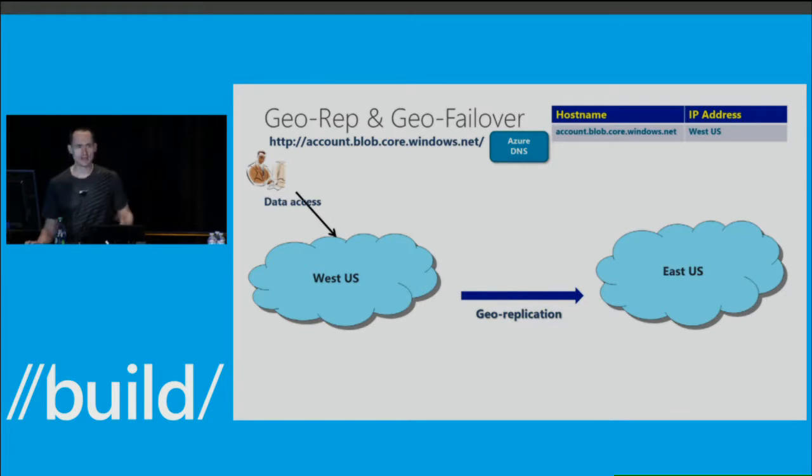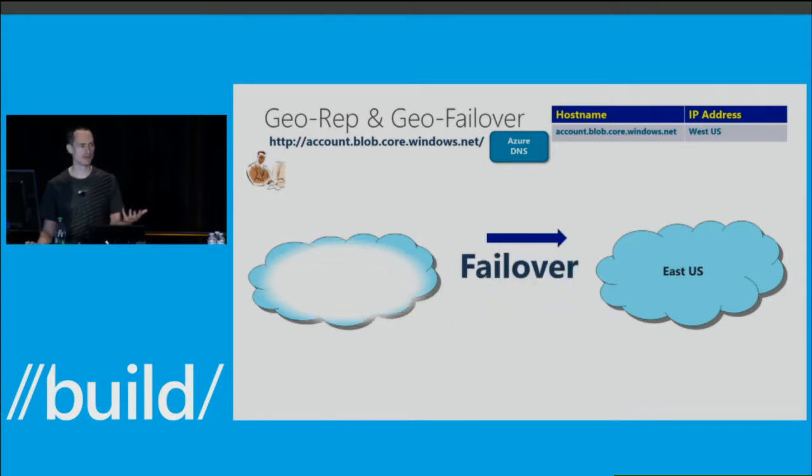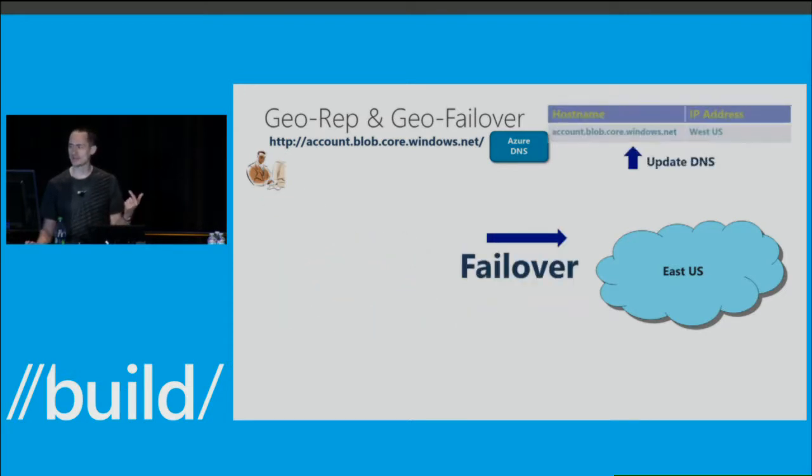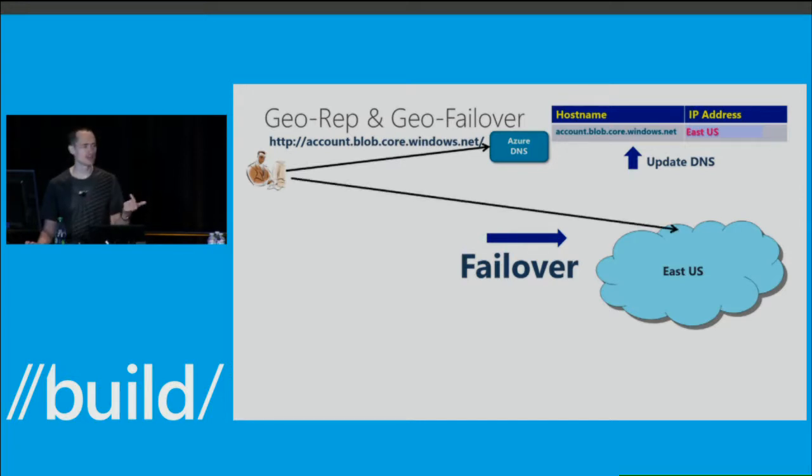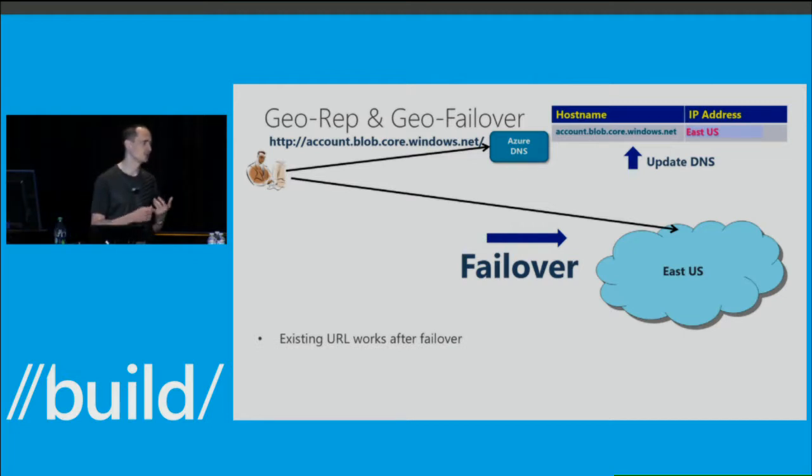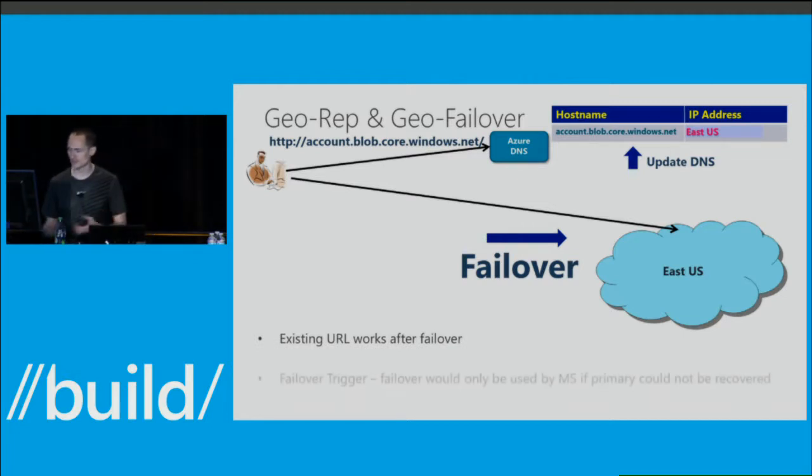Now, right now, if there was a major regional disaster, we would perform a failover by contacting the customers and then updating this DNS entry to point to US East for this storage account example. Once that's updated, your requests would be redirected to US East, and the existing URLs that you currently use would work. Now, there's a few things to go through here.